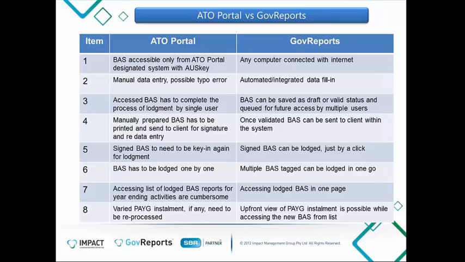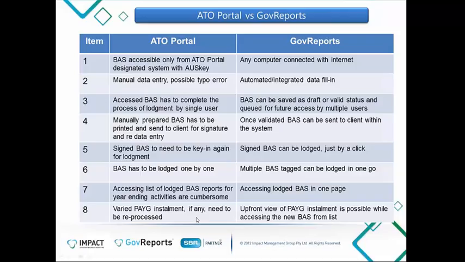With the portal, it has to be done one by one because you enter the data one at a time. During the peak lodgement season, if you've got quite a few to do, that can be quite time consuming. With GovReports, you can prepare in advance, save it, validate it, and send it off to your clients for authorizations. When they all come back at the same time, you can select all of them and lodge in one go. Not only that, accessing lodged BAS or listing your clients' BAS can be done in one page, or unlodge and lodge. I'll go through some of these features shortly.